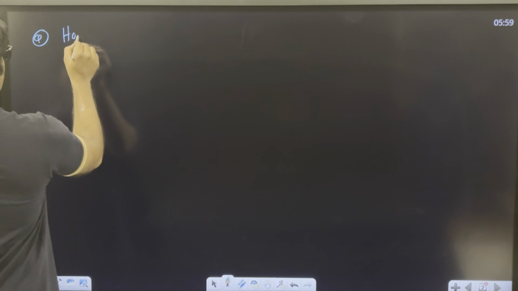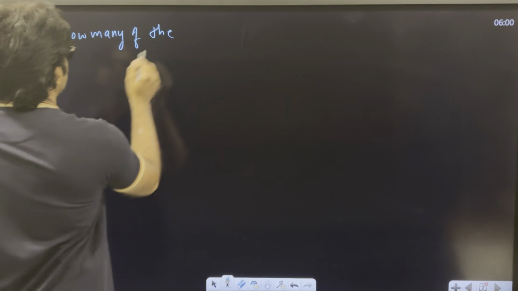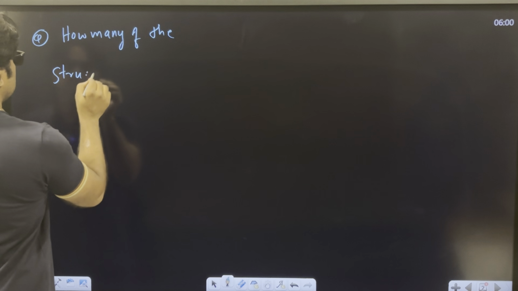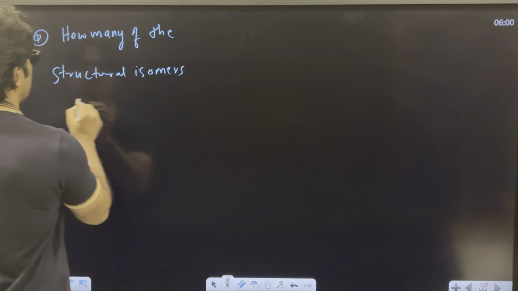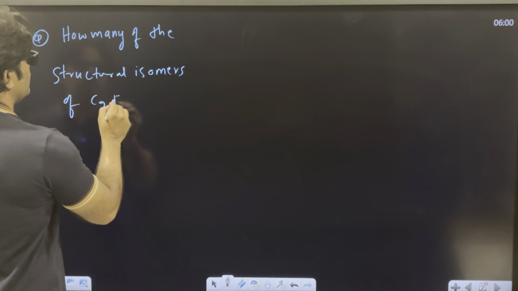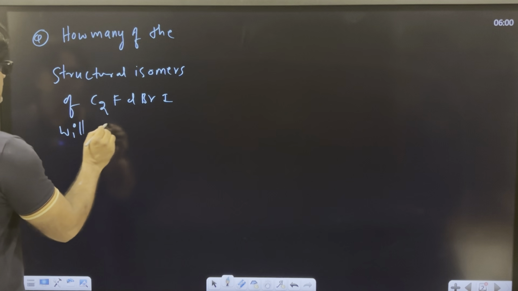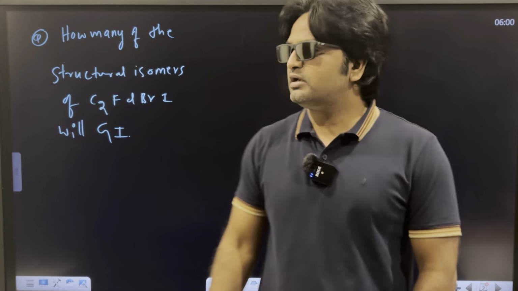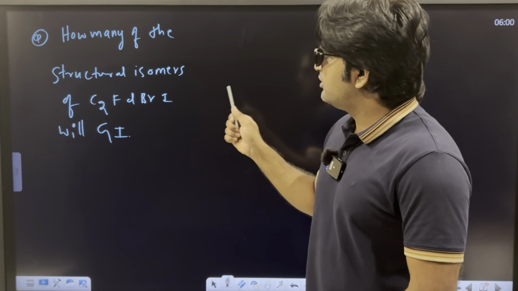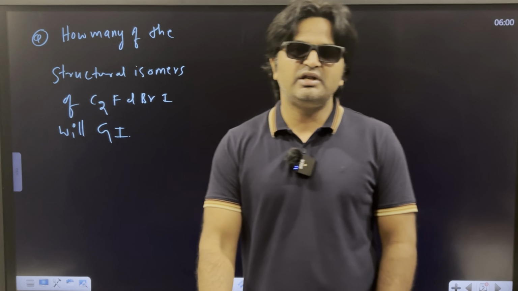Now this is my first question. How many of the structural isomers of C2 fluorine, chlorine, bromine and iodine will show geometrical isomerism? Very good question, very important question, right? Once again, read that question. How many of the following structural isomers of C2FClBrI will show geometrical isomerism?